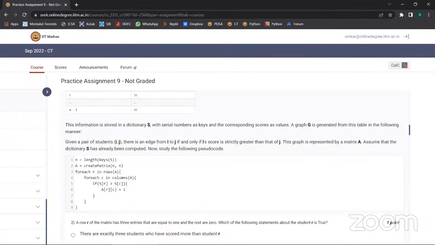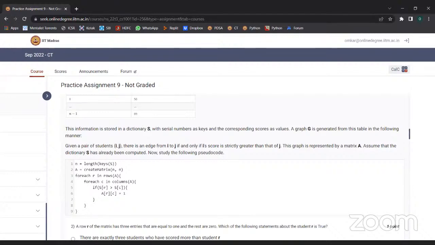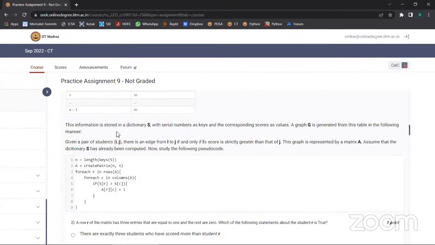And by the way, S is not a serial number, okay? S is a dictionary. It has serial numbers as keys, but it's a dictionary.